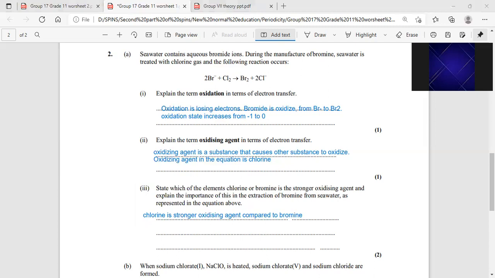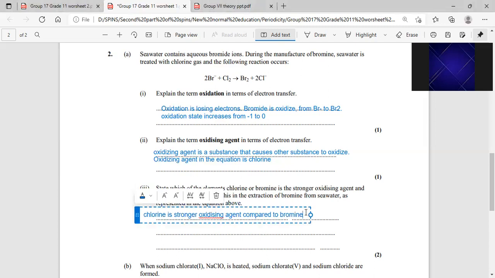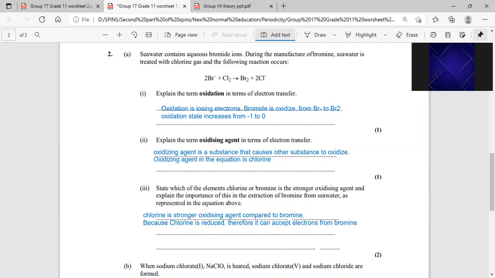Because chlorine is reduced, therefore it can accept electrons from bromine.